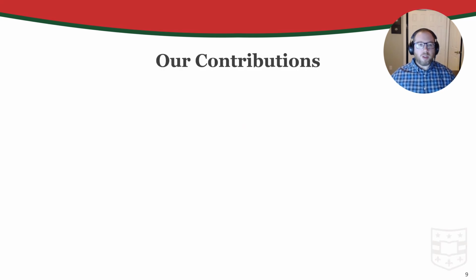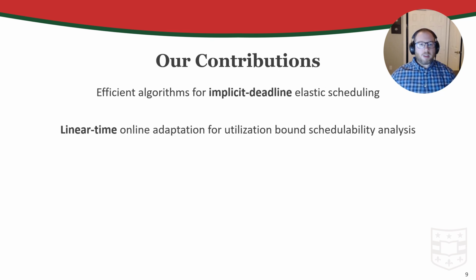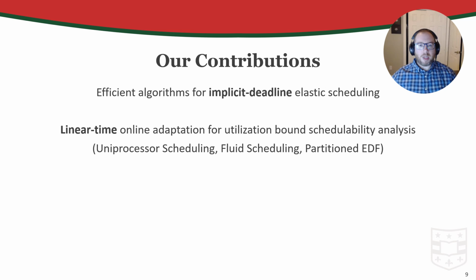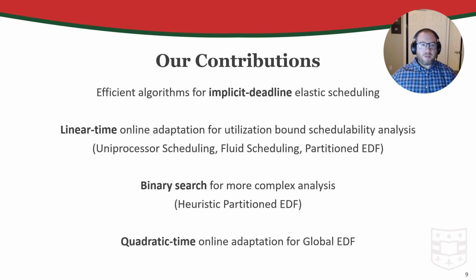And so our goal in this work is to present new, more efficient algorithms for elastic scheduling of implicit deadline tasks. These include linear time, online adaptation for schedulability analysis that checks total utilization against a bound, which we apply to uniprocessor scheduling, multiprocessor fluid scheduling, and partitioned EDF. We also demonstrate a binary search technique for more complex analysis, which includes heuristic partitioned EDF. And finally, we present a quadratic time algorithm for elastic scheduling under global EDF.